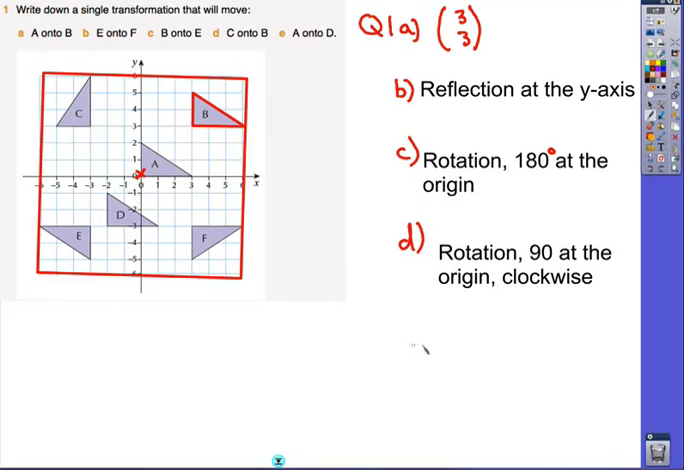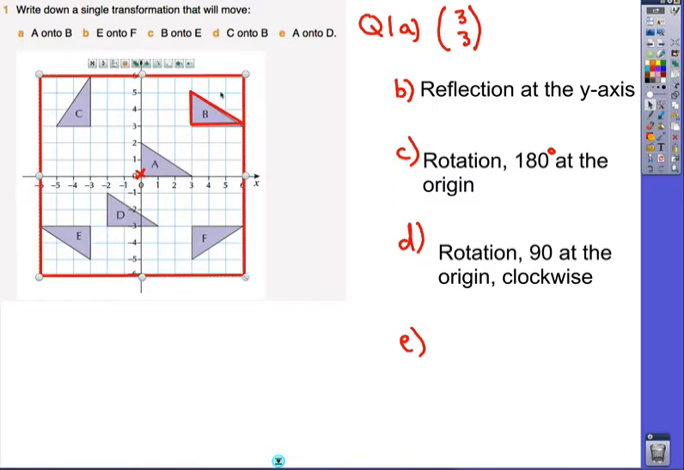Okay, moving on to question E. A onto D. Let me get this perfectly straight again. So A onto D. Well, it hasn't been rotated, no enlargement, it's not a reflection, it's just a single transformation, and it's been translated, so it's just been moved. It's gone 2 left, and 1, 2, 3 down. 2 left, so -2, 3 down, -3.